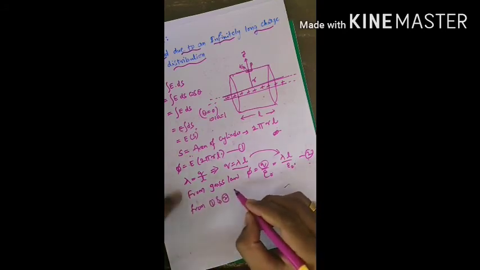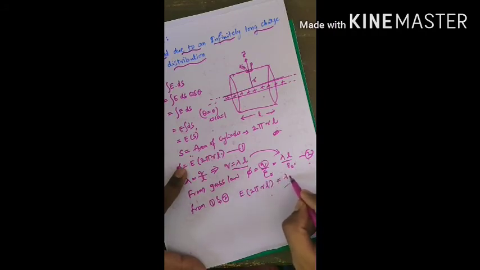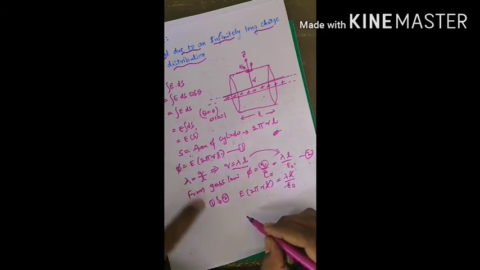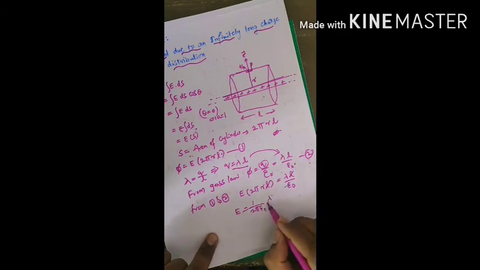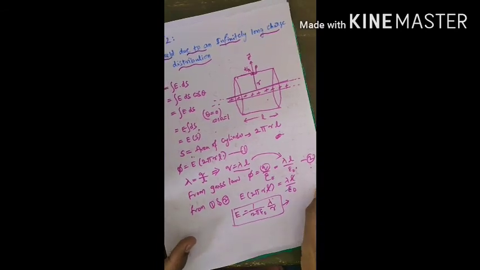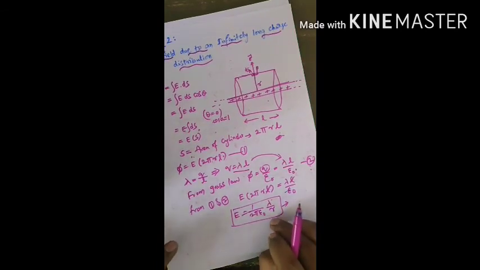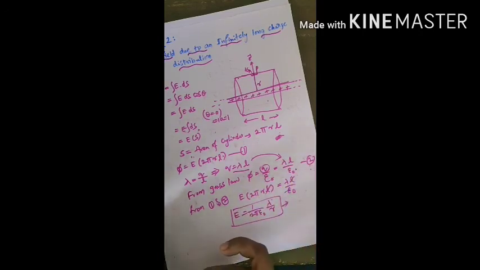From 1 and 2, E into 2 pi R L is equal to lambda L by epsilon naught, and L will cancel, and I'm writing E is equal to 1 by 2 pi epsilon naught lambda by R. Okay, this is the very important formula for electric field due to an infinitely long charge distribution. You can note that, write the notes also.